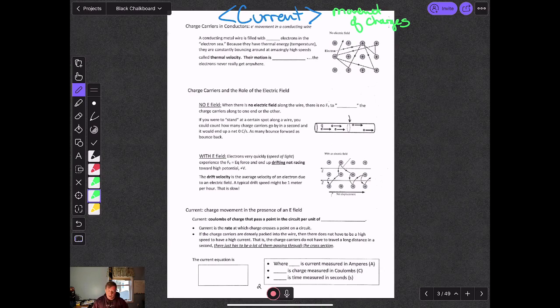A conducting wire is filled with loose electrons. They are valence electrons that are not tightly held by their nucleus. They are almost shared between different atoms. And what they do is they bounce around like crazy all the time, depending on the temperature of the metal, right? But they have something called a thermal velocity. At different temperatures, those electrons move, but the motion is totally random. There is no direction to the movement.